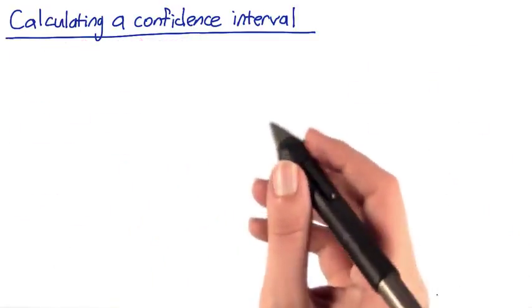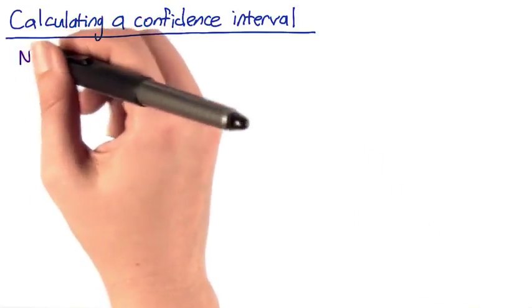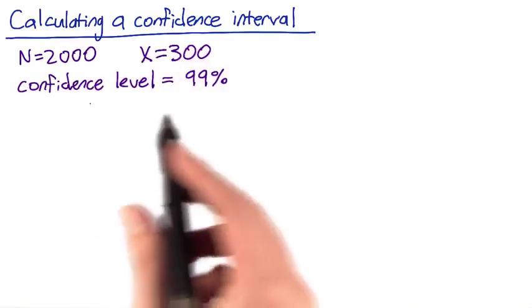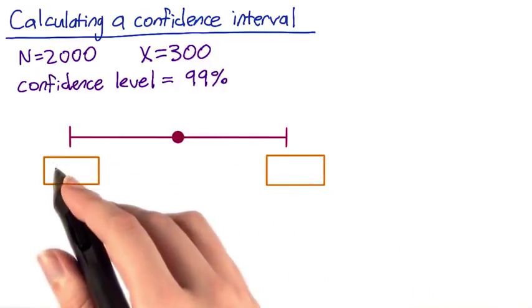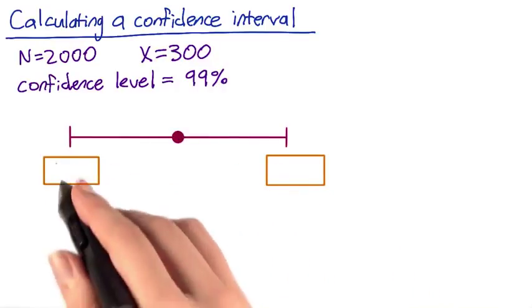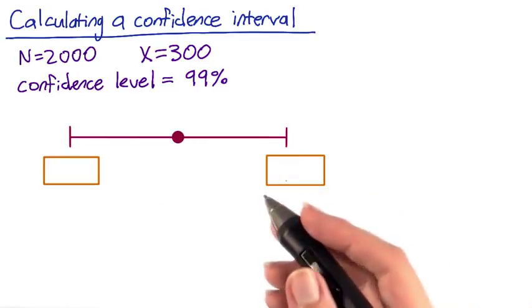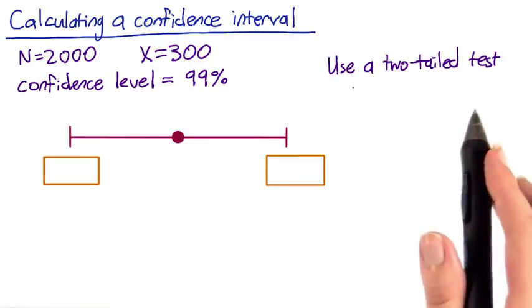Now let's say you made a similar measurement on a different page, and this time you got 2,000 total users, and 300 of them clicked. And let's say you wanted a 99% confidence level. Calculate the upper and lower bounds of the confidence interval, and write the numbers in these boxes to 3 decimal places. To do this, you'll need a z-score table, and you can find a link to one in the instructor's notes. Again, you should use a two-tailed test.